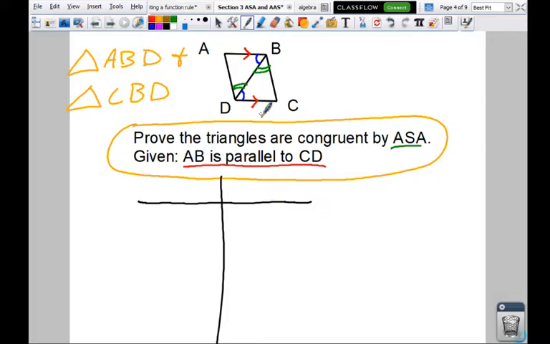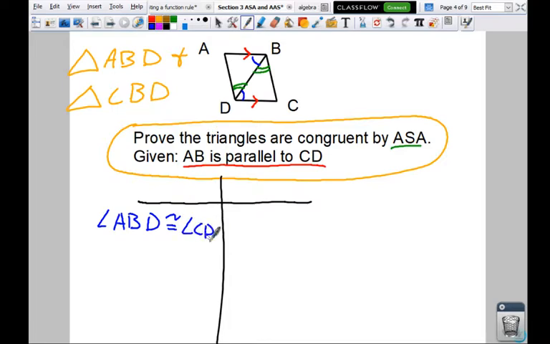Angle B is everything. I don't want everything. I just want that piece, right? So I'm going to have to use 3 letters. I'm going to have to say angle ABD. Angle ABD is congruent to, and I want this blue piece down here, CDB.